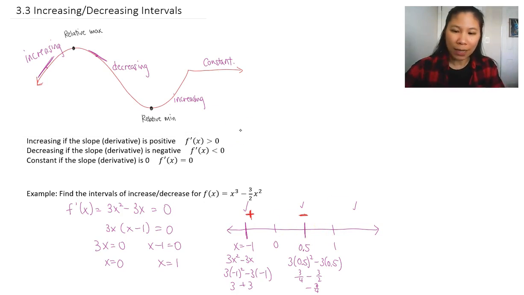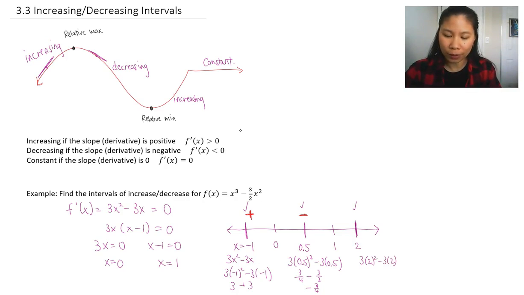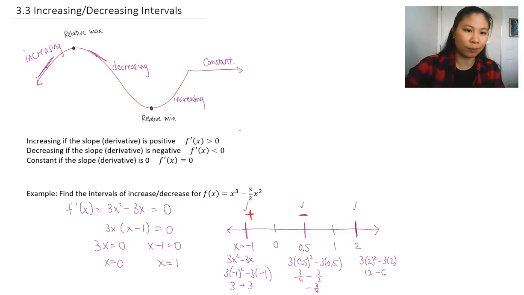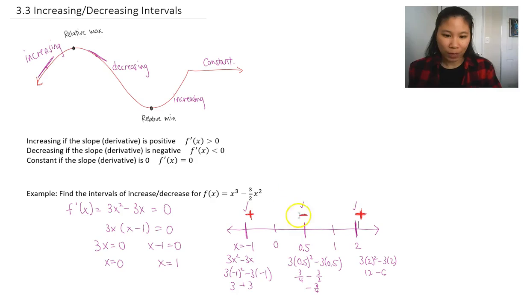Okay, and then my last section is anything to the right of 1. I just need to pick a number that's greater than 1, so how about 2? Plugging that into my derivative, I end up with 3 times 4 is 12 minus 6, which is a positive number. And again, I don't actually care what the slope is. I just need to know whether it's positive or negative. So now I have a nice little visual here. 0 and 1 are my critical points.